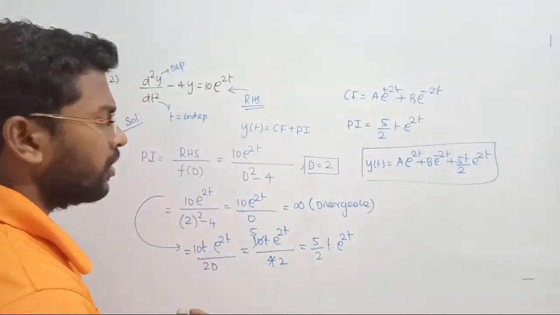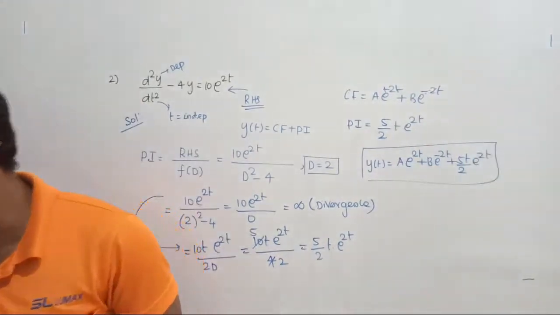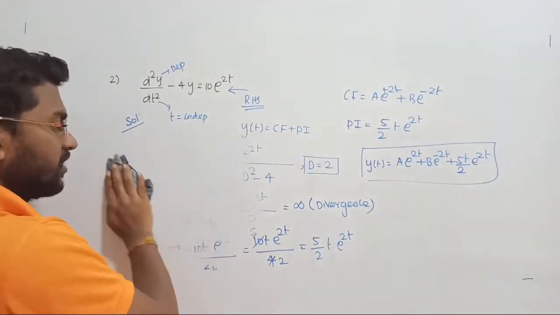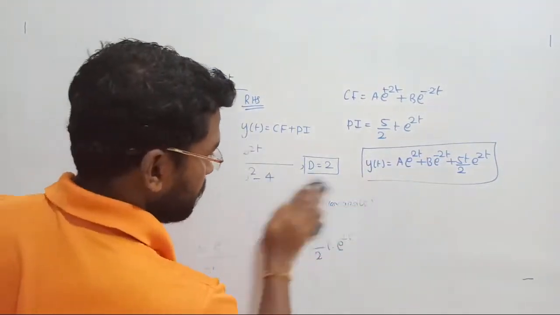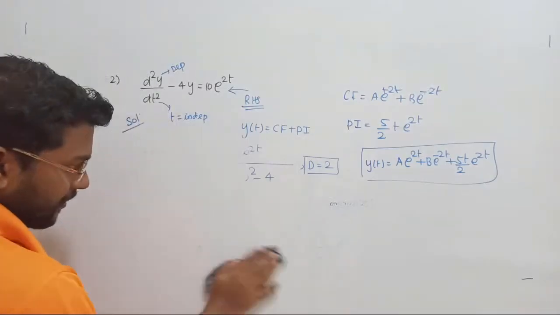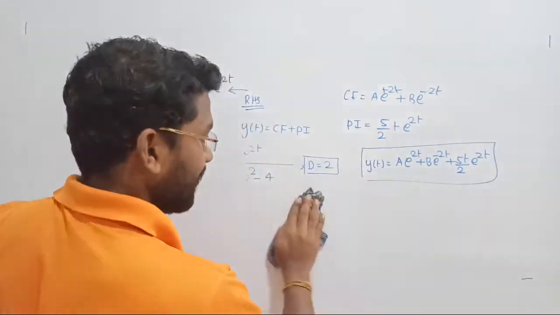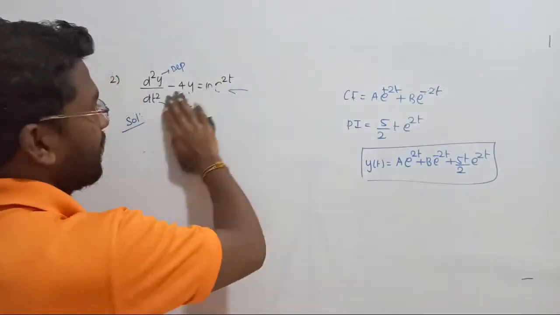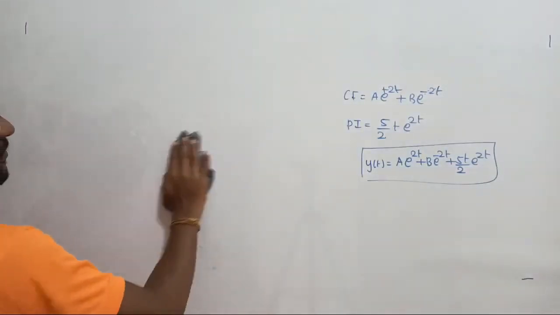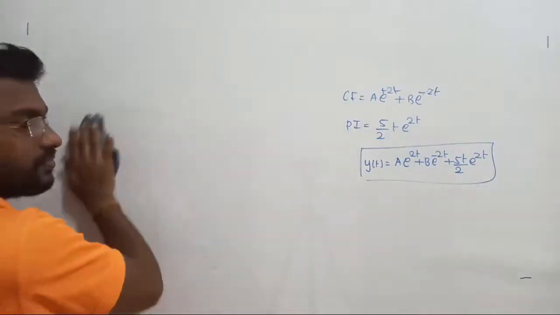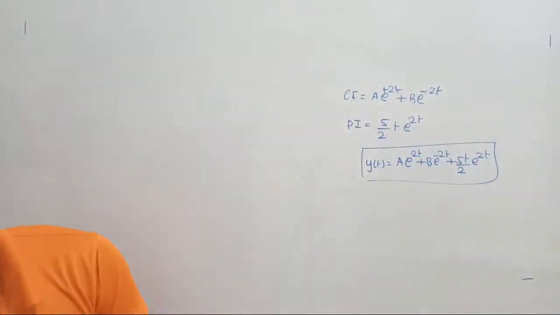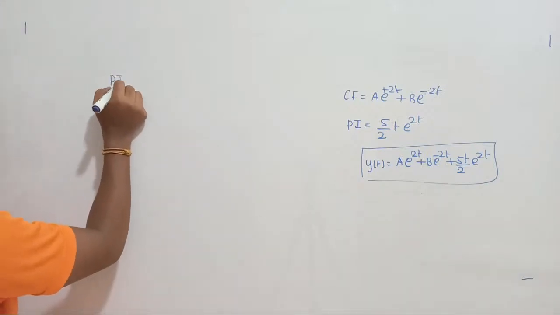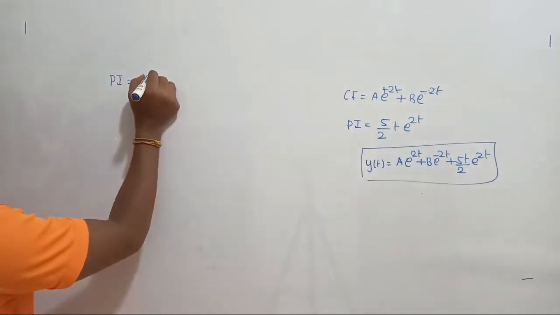Once you understand this one, coming back, let me write some general procedure. What is the general procedure? The general procedure is, if you face any problems, right, with the, what general procedure I am going to write? While finding particular integration, right, take your RHS.